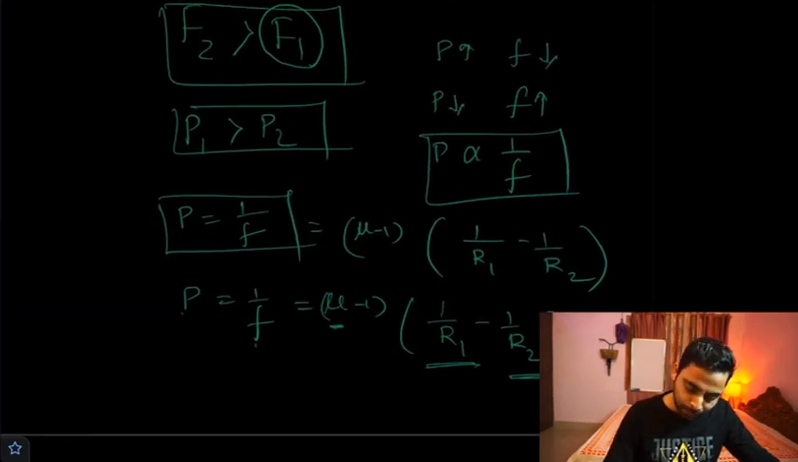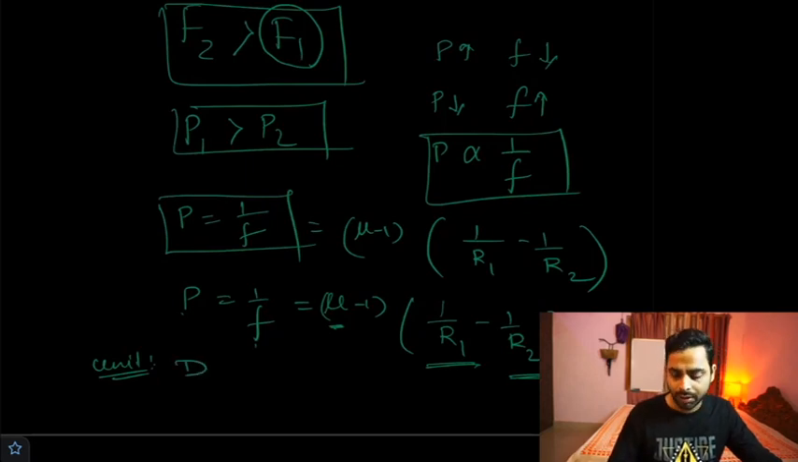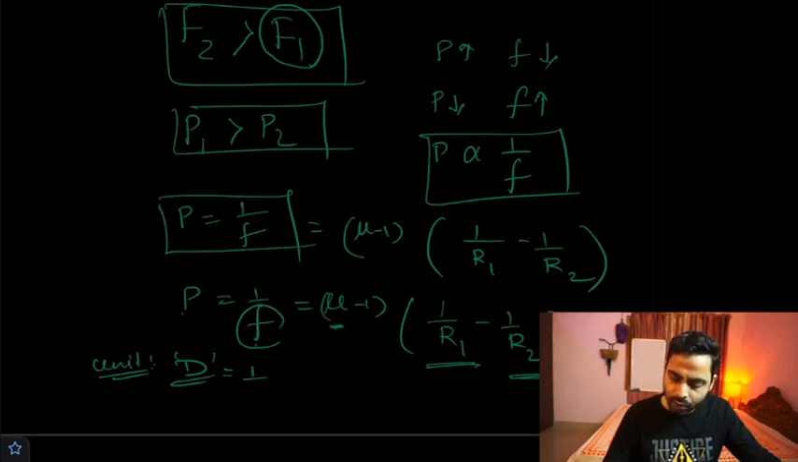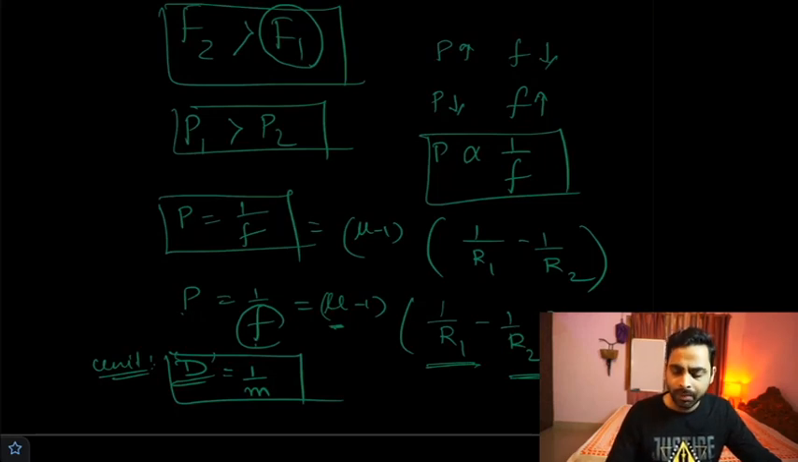Next, what is the unit? I can say the unit of power is diopter. The unit of the power is diopter. It is symbolized by capital D. So how is it related to the focal length? The unit of focal length is meter. So I can say 1 diopter = 1 by meter.